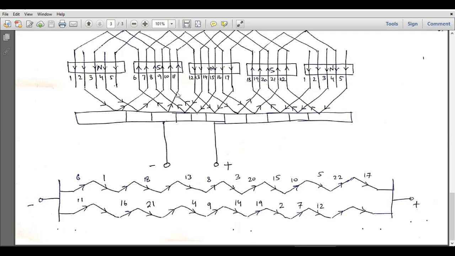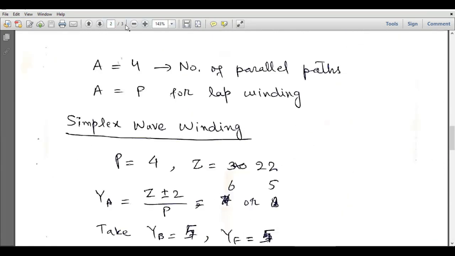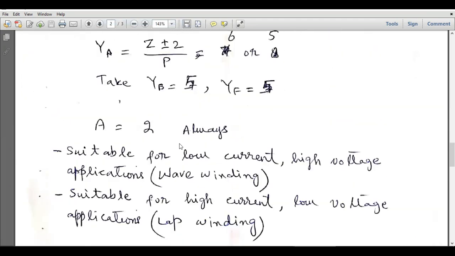Again, we will start from this slot number 11 and 11 is connected with 16, 16 is connected with 21. So 11, 16, 21 and so on. And at the end, we will end up at conductor number 12. So this is our conductor number 12 and it is connected to the positive terminal. So these are the two parallel paths which are always equal to 2 in case of wave winding, right? Okay, so you can see for wave winding, A is equal to 2 always, number of parallel paths.